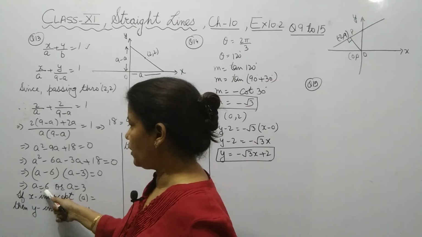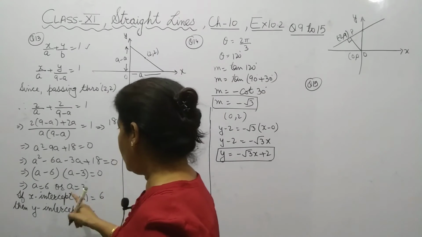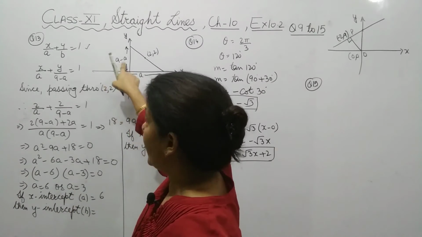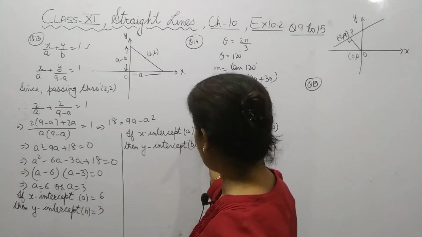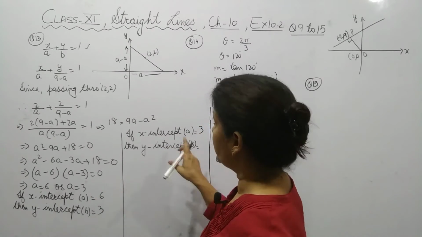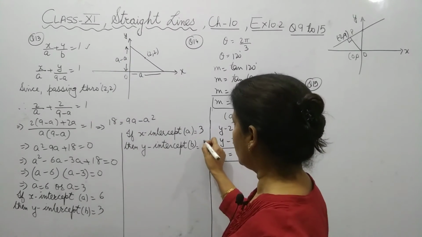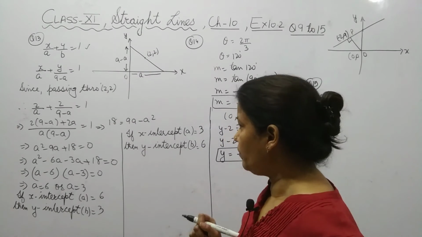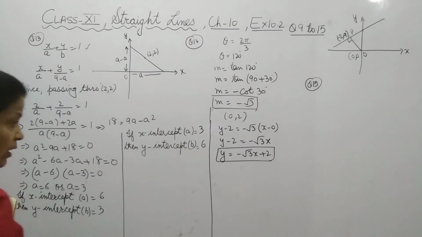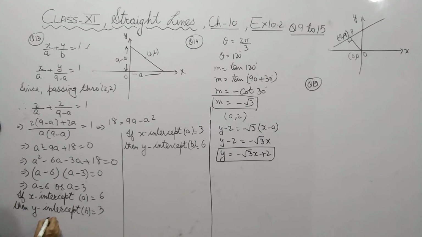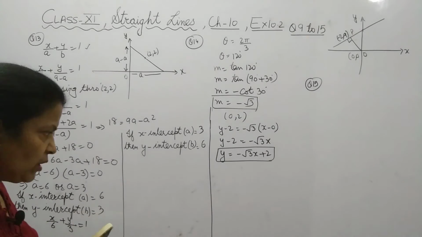So if we take the x-intercept as 6, then the y-intercept will be 9 minus 6, so it will come as 3. And if we take the x-intercept as 3, then the y-intercept will be 9 minus 3, that is 6. Now you have to make the equation of the line. So with both of them, we will make the equation of the line. In this case, you will get x upon a plus y upon b equal 1, with a equal 6, and then you will solve it to get the answer.